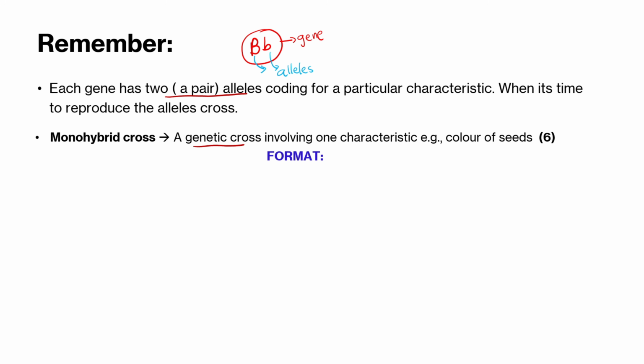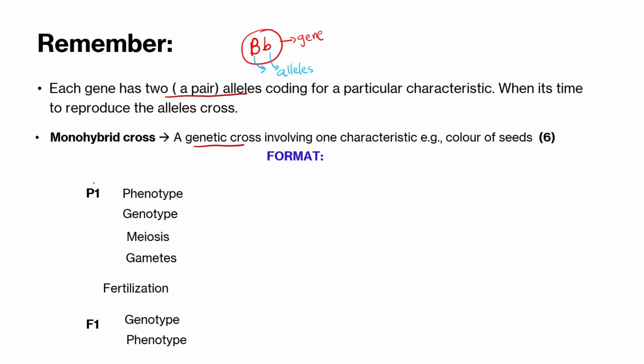So let us look at the format of a genetic cross. What does it look like? A genetic cross, in this case a monohybrid cross, has the following things. First, you write P1, which represents the parent generation, and then F1, which represents the filial generation. The parent generation tells you the information about the parents of that offspring, and the F1 generation tells you the characteristics of the offspring. When you just write these two, you get 1 mark, because monohybrid crosses are usually 6 marks. So you get 1 mark just by writing P1 and F1 at a distance.